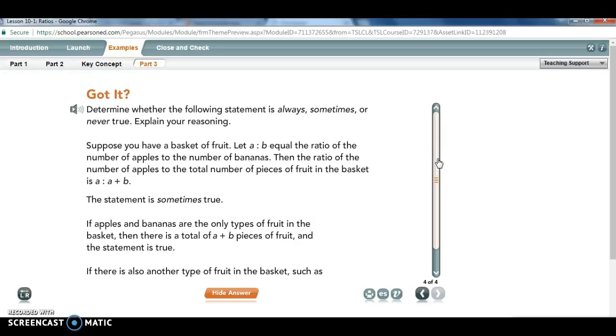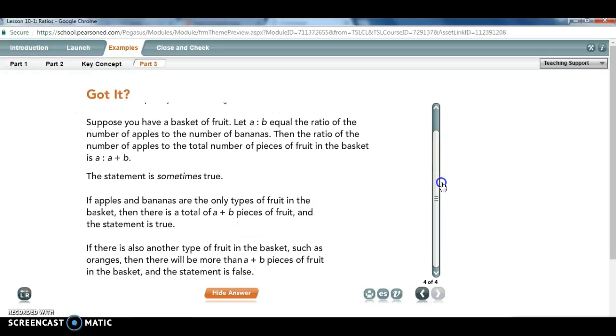So the statement is sometimes true. If apples and bananas are the only type of fruit in the basket, then that would make it true. However, if there are other fruit in the basket, just having A plus B to show the total number of fruit would make the statement false.